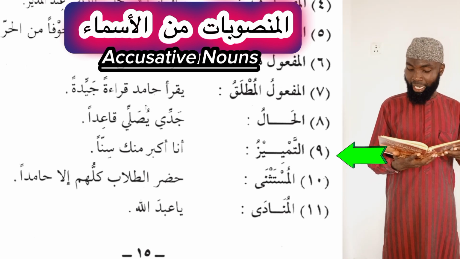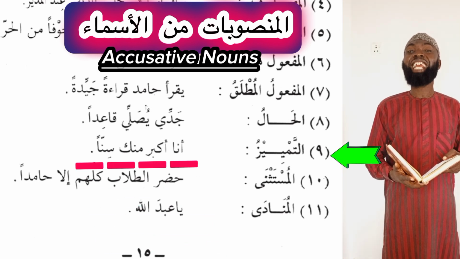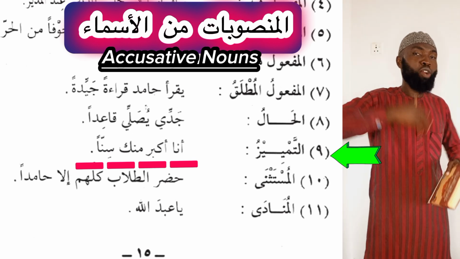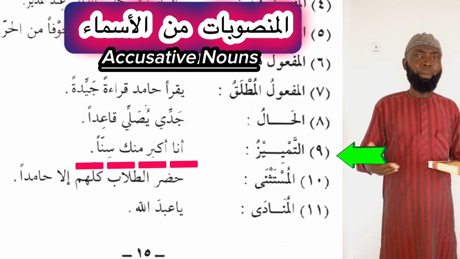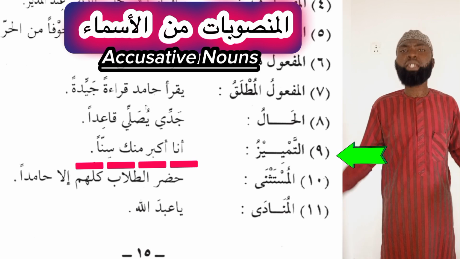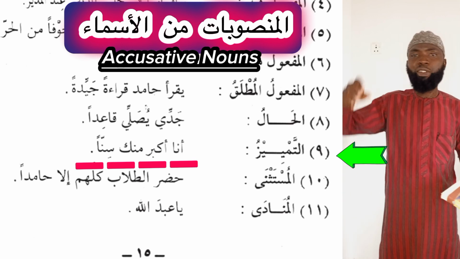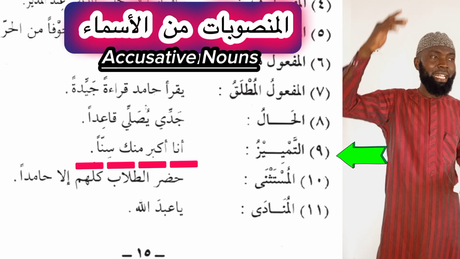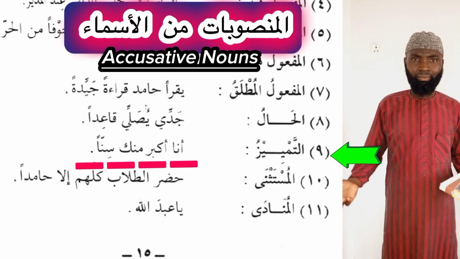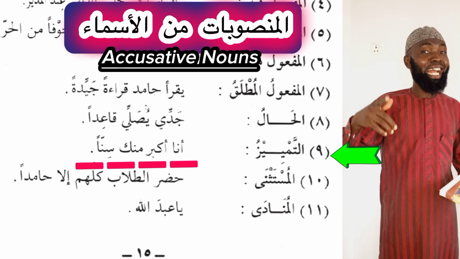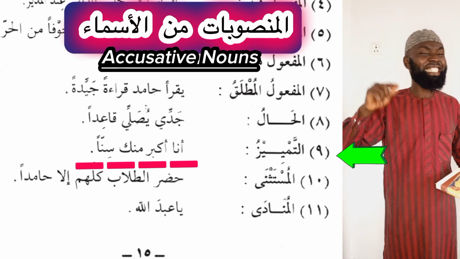An example, as you can see here, is Ana akbaru minka. If I say Ana akbaru minka, I'm bigger than you. There's some form of ambiguity here. You can start thinking, in what? What are you bigger than me in? Is it in terms of money? In height? Is it in fatness? Is it in terms of wealth? What? So I would now say Ana akbaru minka sinnan.